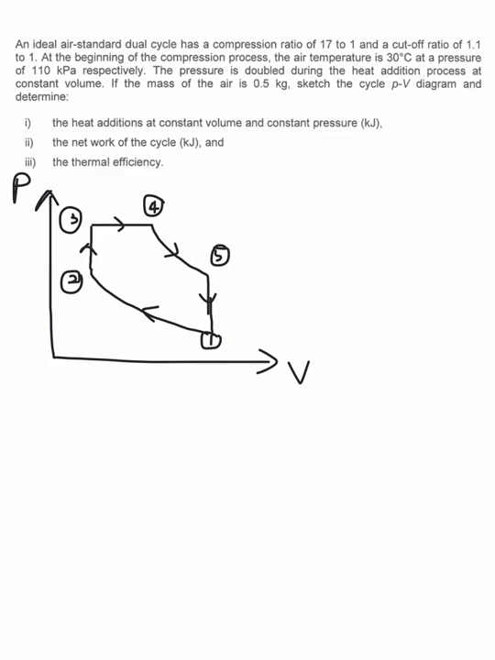As you see here, from state 2 to 3, this is your heat addition at constant volume because you have V2 equal to V3 here. And then you have another one, which is heat addition at constant pressure between 3 and 4. So let's label this as your Q in first so that you are not going to forget. This is going to be your Q out.